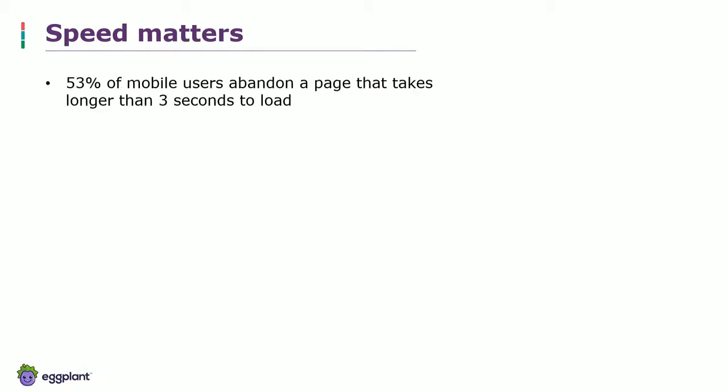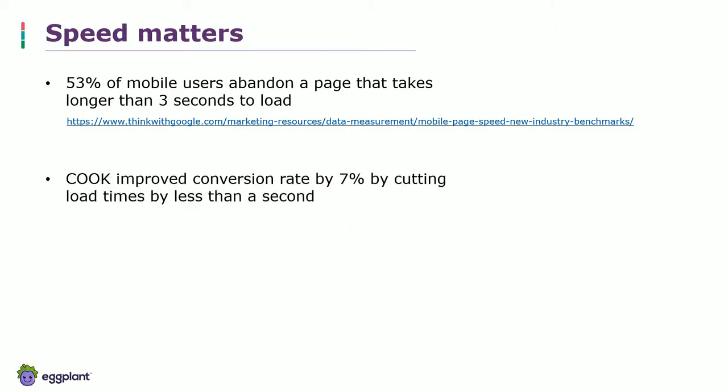So just to set the scene, I'm going to outline a couple of recent stats that highlight why we need to care about this in the first place. There's quite a well-known stat from Google's DoubleClick, for example, that more than half of users abandon pages that take longer than 3 seconds to load on mobile. And the second is one of our own customers, Cook, who managed to improve conversion rate by 7% by cutting load times by less than a second. So I've included references for both of these case studies. There are lots more on a site called wpostats.com if that's of interest.